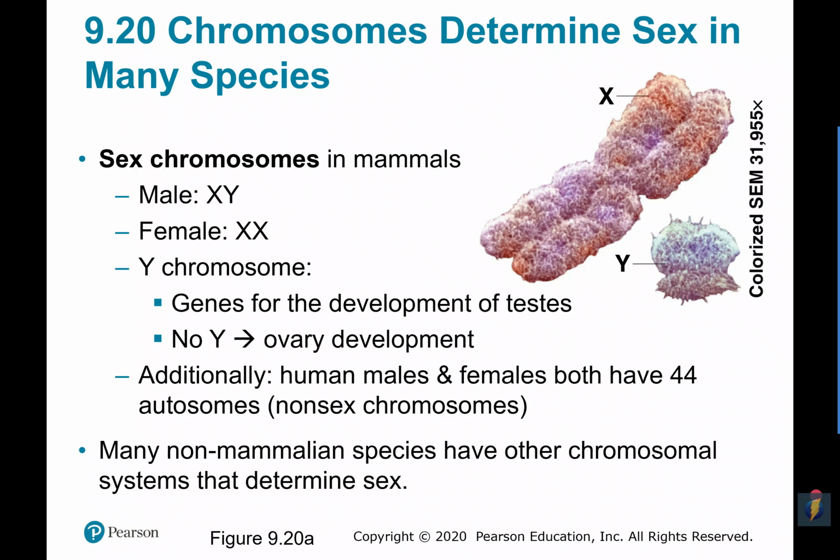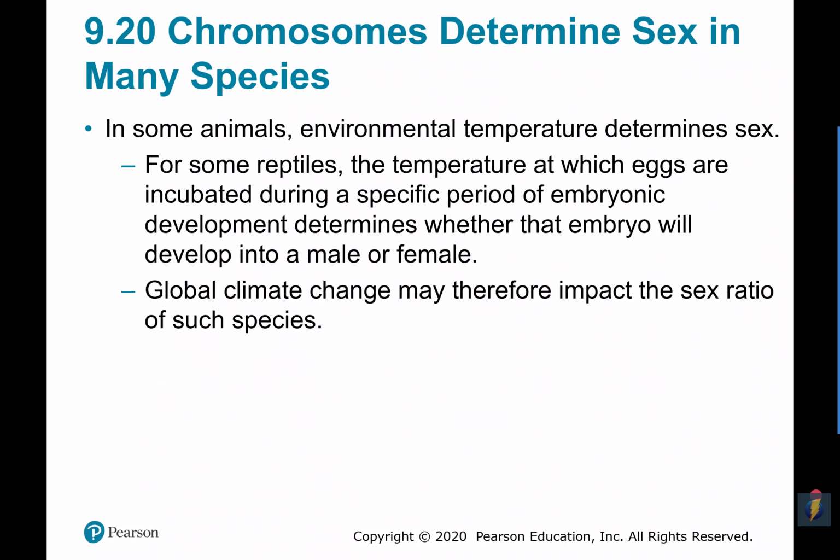In non-mammalian species, sex is not always determined by these sex chromosomes, but actually by temperature. So for instance, reptiles, sea turtles, that depends on the temperature at which the egg is incubated during a very specific period of embryonic development, and that will determine whether there is a whole clutch or nest of male reptiles, sea turtles for instance, or female turtles.